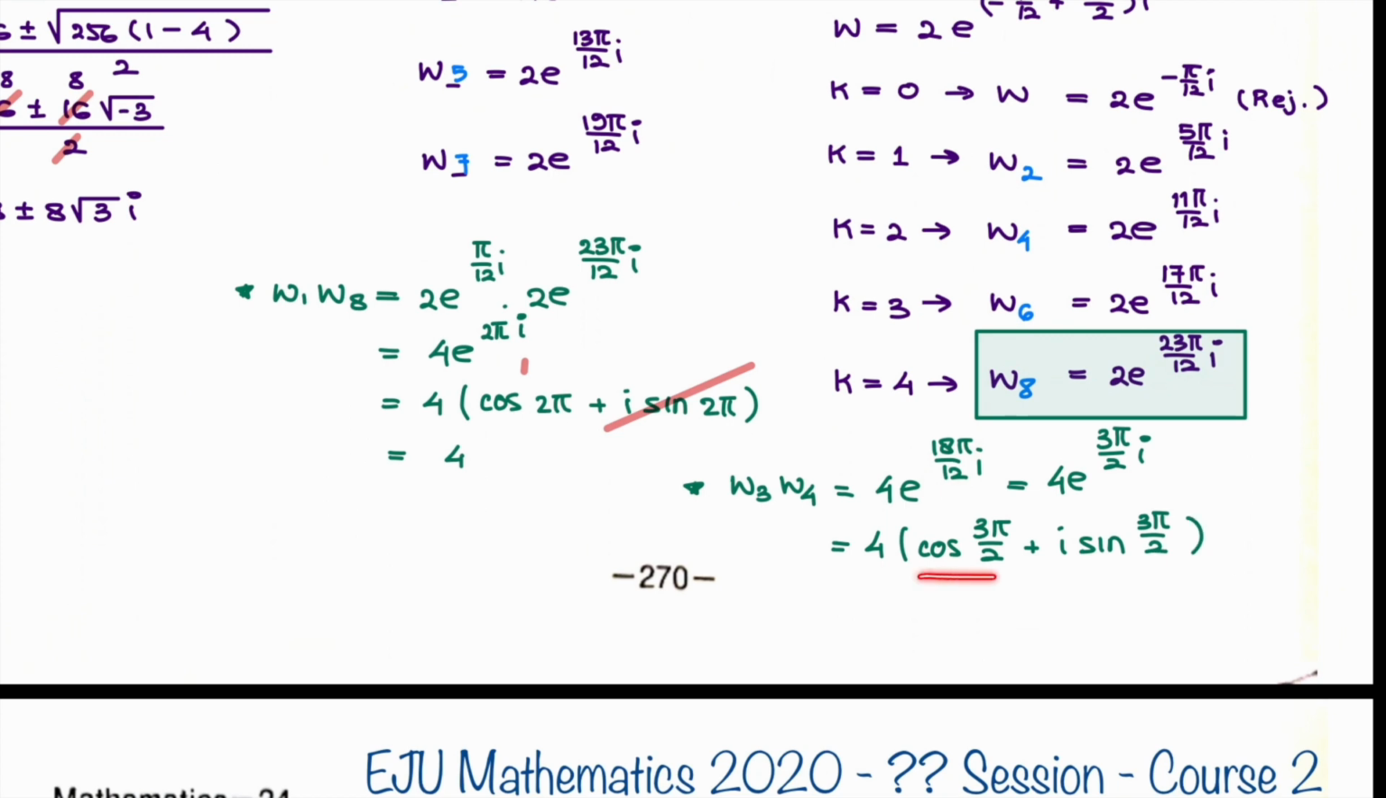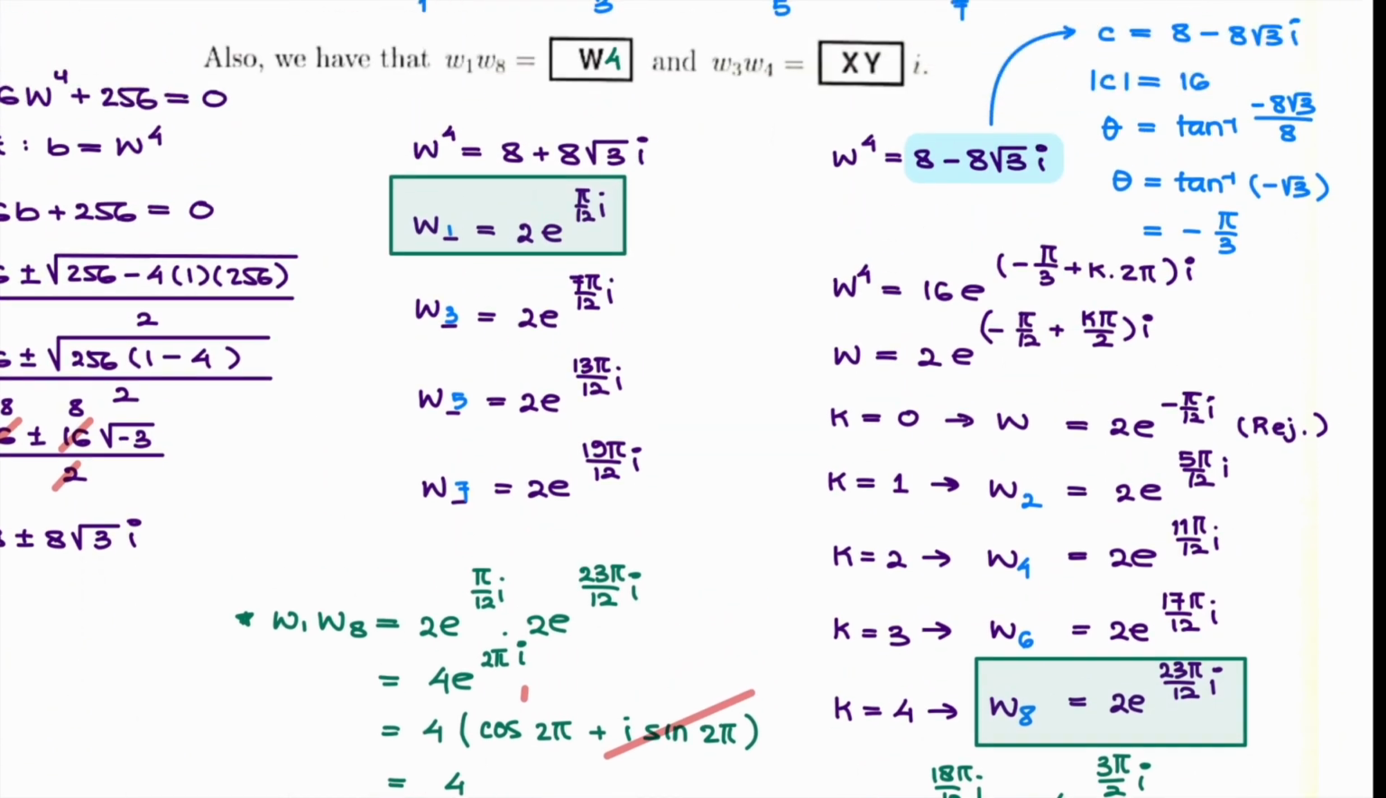Cos 3 pi over 2 equals 0, but sine 3 pi over 2 equals negative 1. So you can cancel out this one. Sine 3 pi over 2 is negative 1. So your final answer is 4 times i times negative 1. Then your final answer is negative 4i. So the answers for letters X and Y here are 4 and negative 4i.